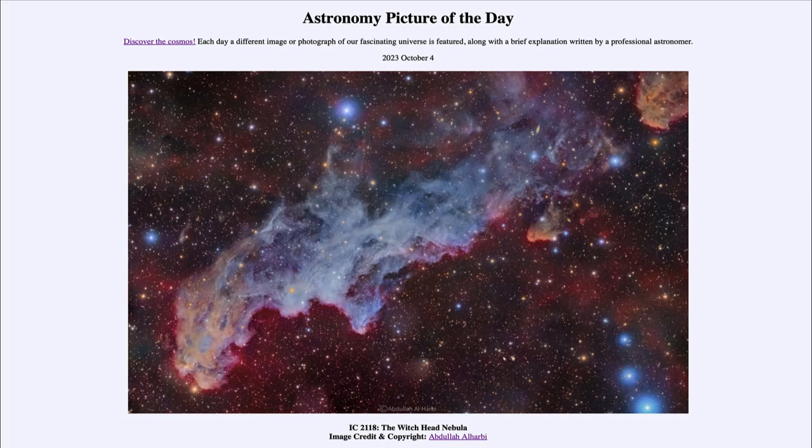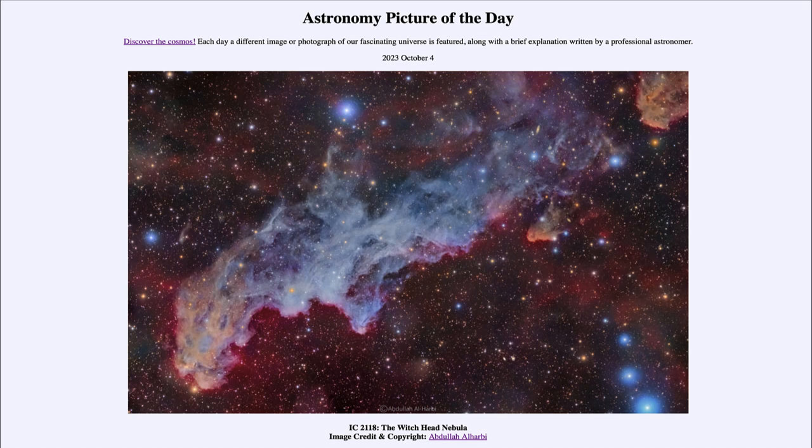One of the things that I like to do in each of my introductory astronomy classes is to begin the class with the astronomy picture of the day from the NASA website, apod.nasa.gov/apod. And today's picture for October 4th of 2023 is titled IC2118, the Witch Head Nebula.